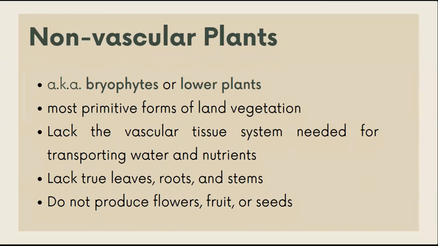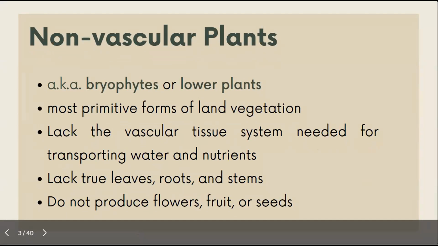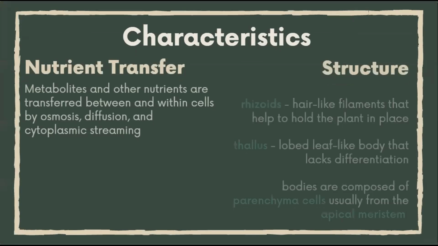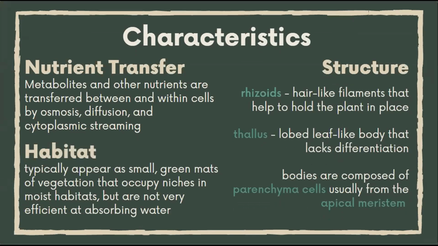They do not have flowers, fruits, or seeds, as their 2 main forms of reproduction are through spores during their asexual sporophyte stage and through sperms and eggs through their sexual gametophyte phase. As they do not have vascular systems, they transfer nutrients mainly through osmosis, diffusion, and cytoplasmic streaming. They form groups and often look like green mats in moist habitats such as wetlands and marshes.